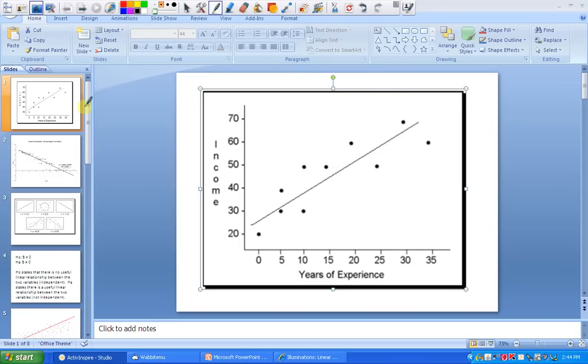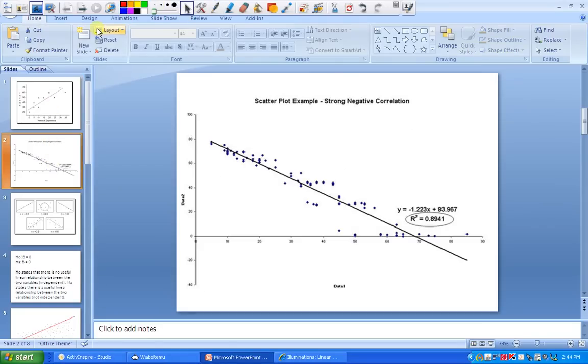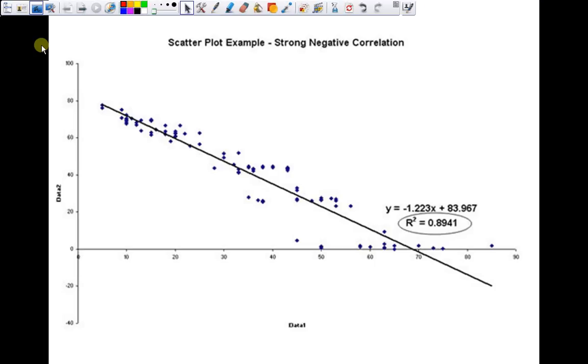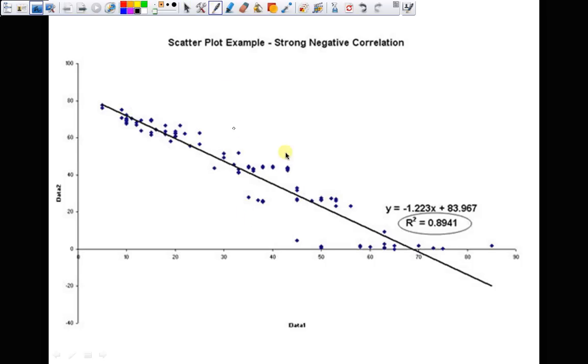Okay. Now let's look at another line here, another equation. So this time we have an equation. So if I know that this point right here is the point 45, 5. Okay. Now what we're saying is when x is 45, y is 5.